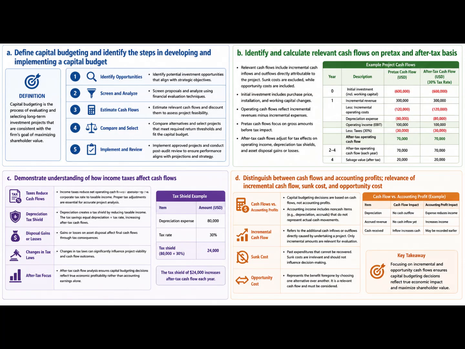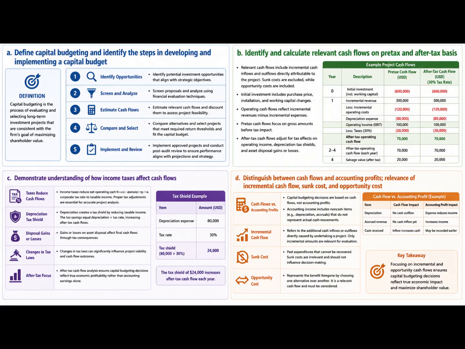Income taxes reduce net operating cash flows by applying the corporate tax rate to taxable income. Proper tax adjustments are essential for accurate project analysis. Depreciation creates a tax shield by reducing taxable income. The tax savings equal depreciation multiplied by the tax rate. Gains or losses on asset disposal affect final cash flows through tax consequences. Changes in tax laws can significantly influence project viability. After-tax cash flow analysis ensures capital budgeting decisions reflect true economic profitability rather than accounting earnings alone.